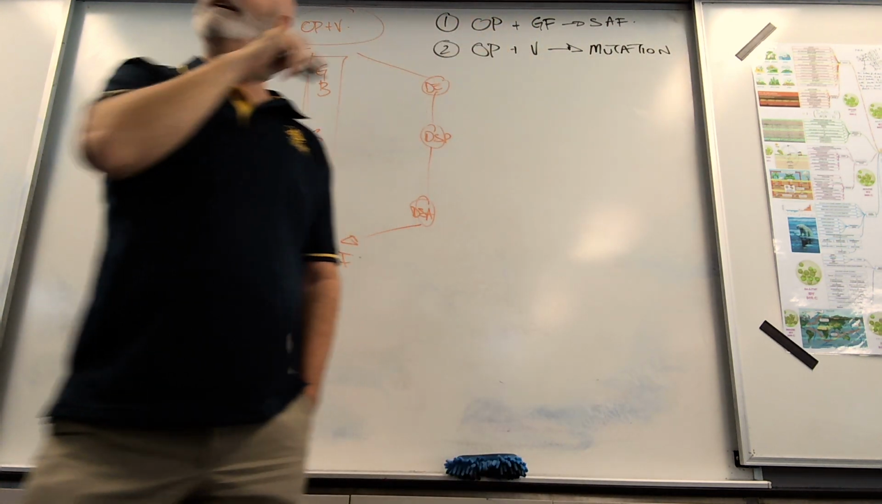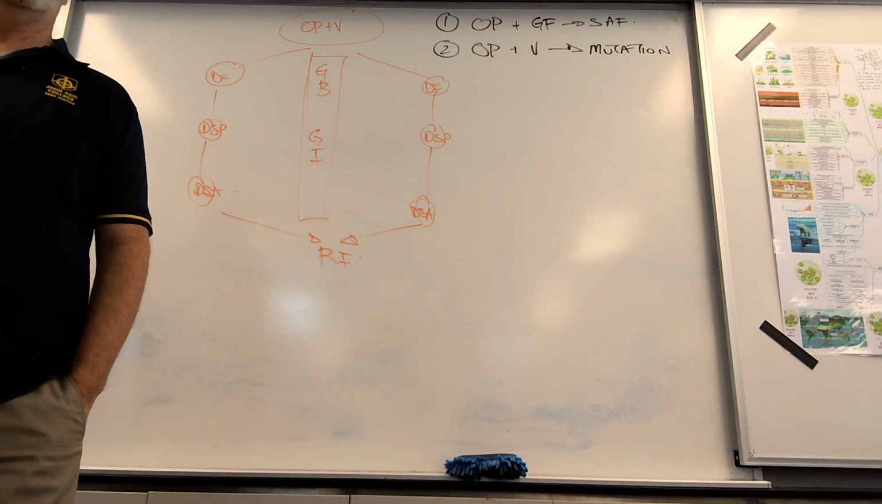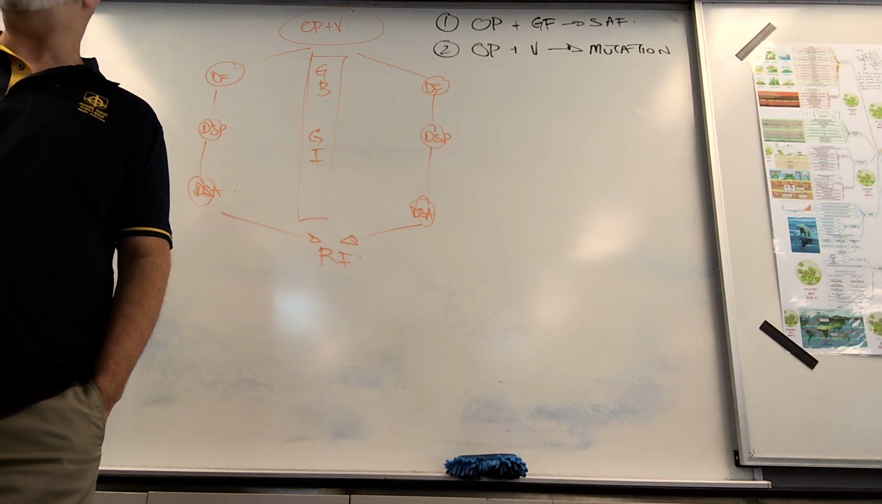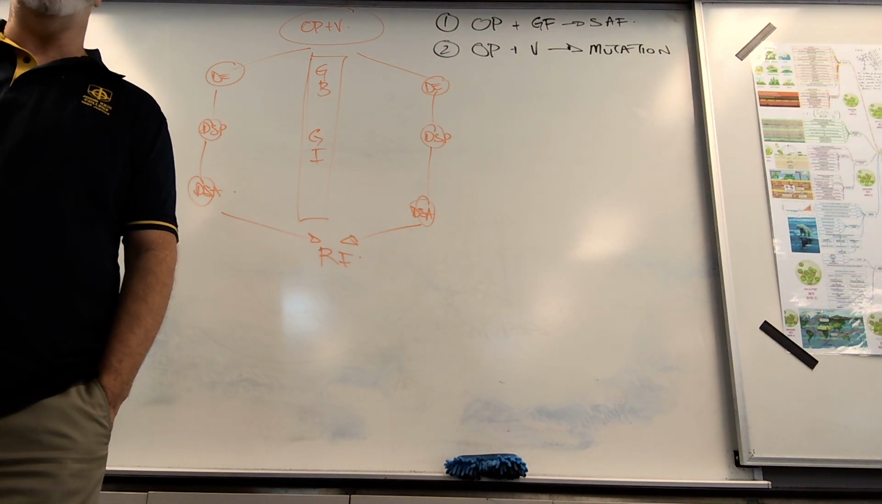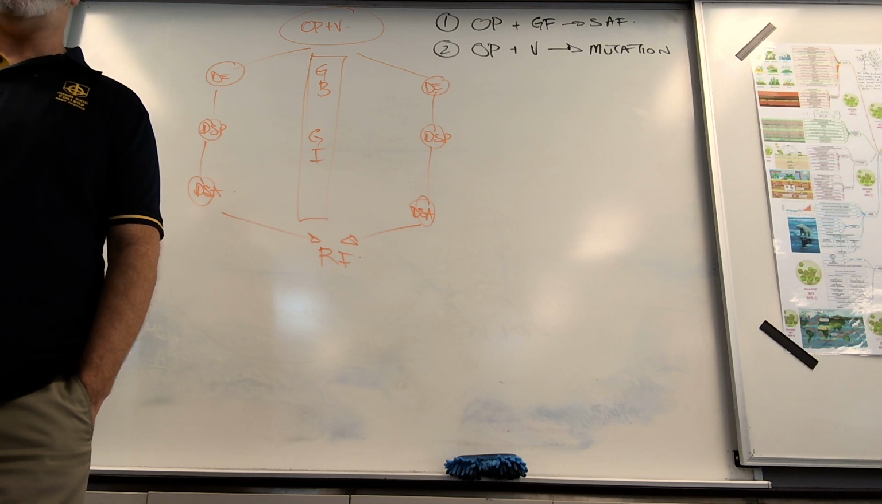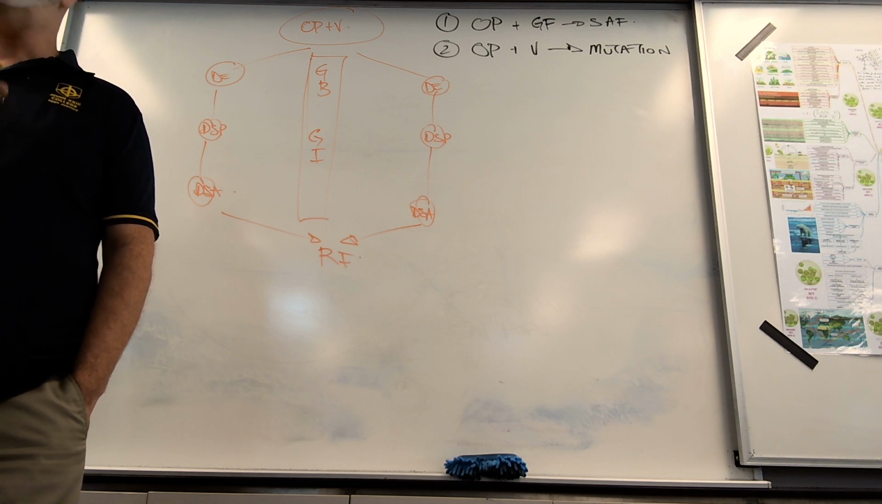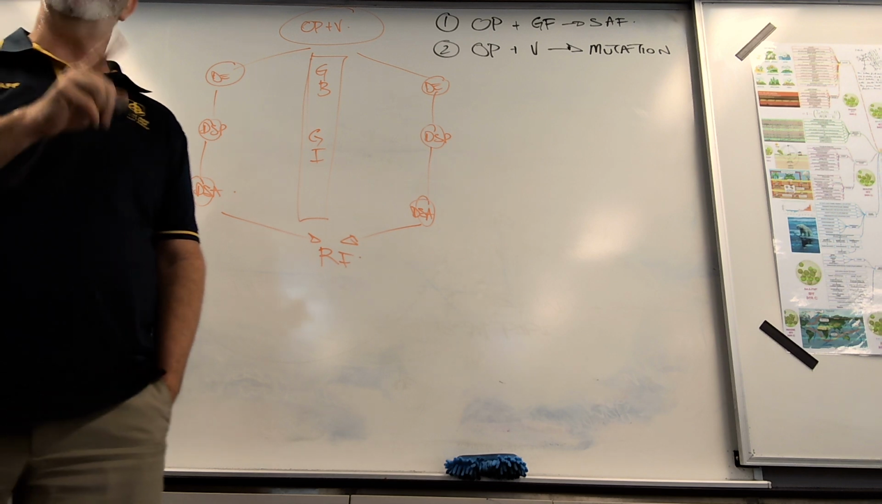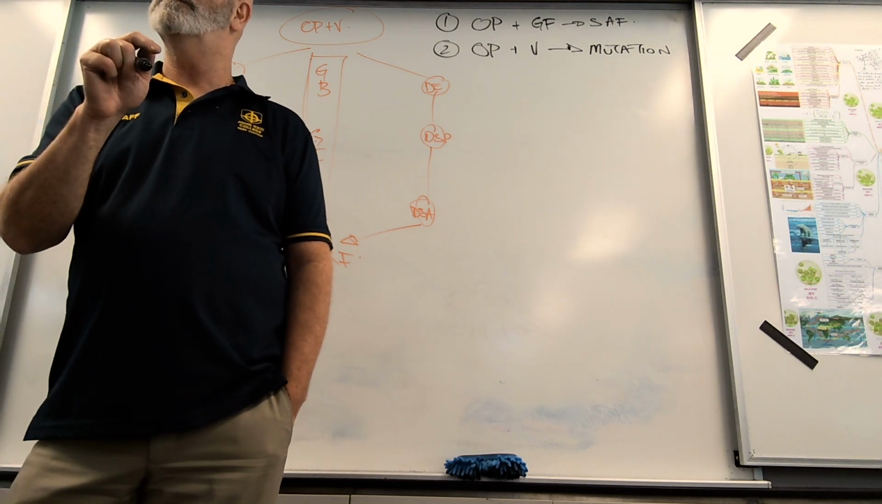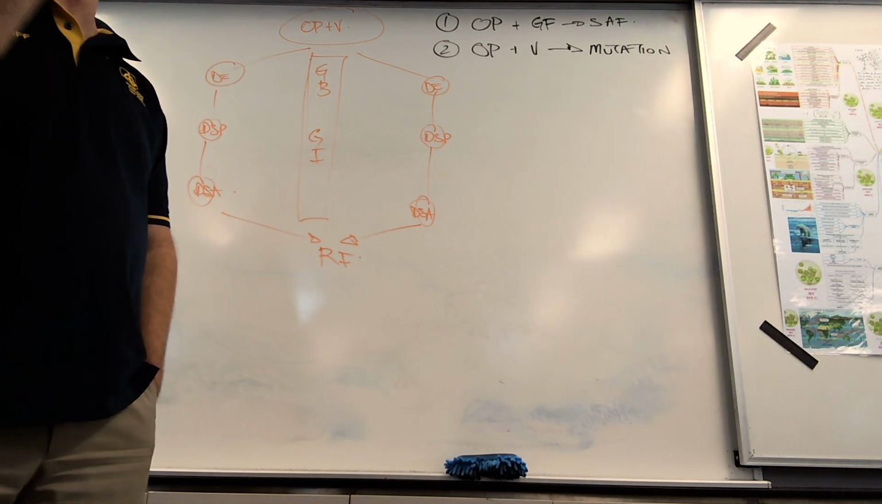So what is the definition of a mutation? Not a change. There's a word in it: a permanent change in the genetic code. If you leave out that word permanent, you don't get the mark. No half marks in year 12. A permanent change in the genetic code.